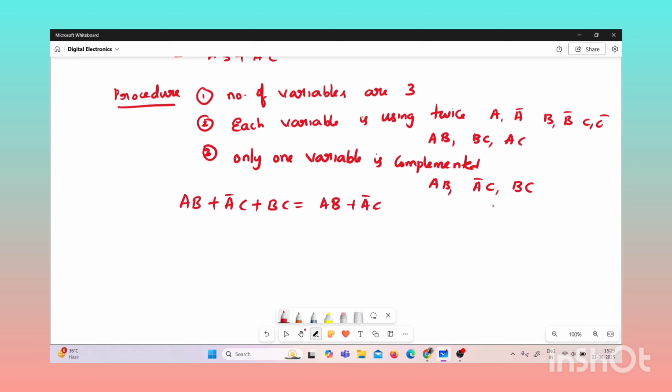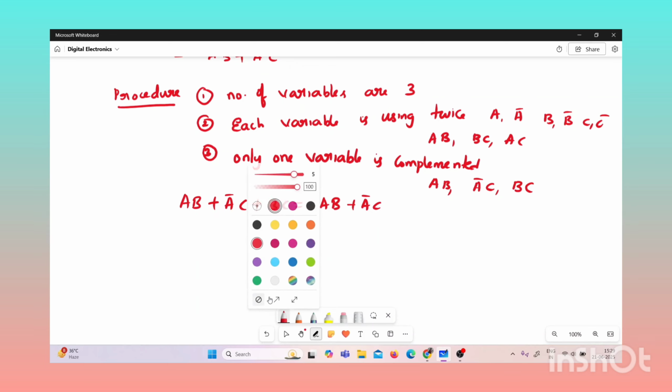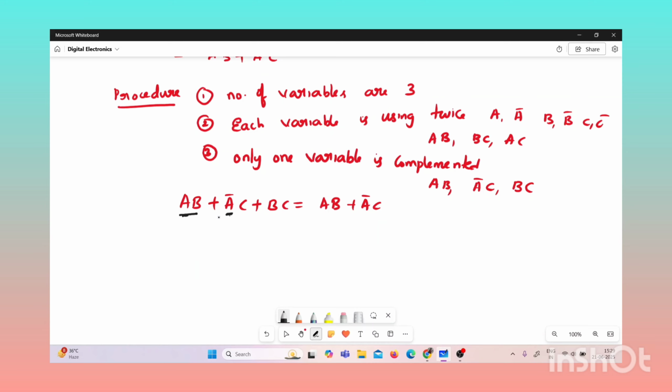So how to write it directly? The shortcut is, the variable which is presented in the complemented form should be present in the output. If you observe here, A is presented in the complemented form. So the terms with A should be present in the output. So AB plus A bar C should be present in the output. That's why the answer is AB plus A bar C, and remove the redundant term BC.